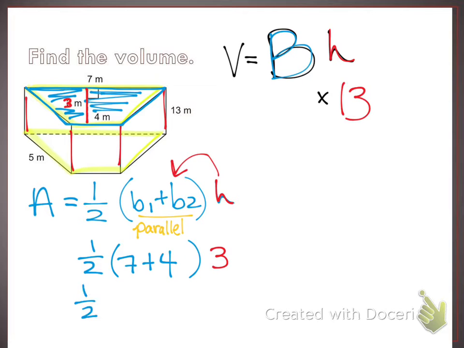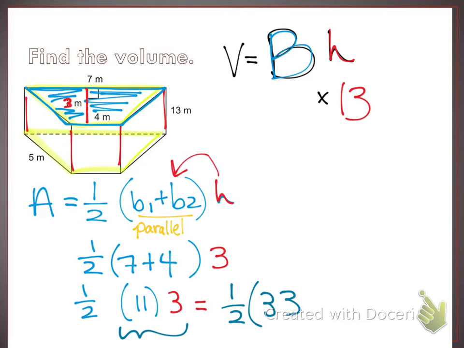So 1/2. 7 plus 4 is 11, and then keep the 3. What is 3 times 11? 33. So we have half of 33, which is 16.5. So what do I do with this 16.5? Yeah, we're going to plug it in.